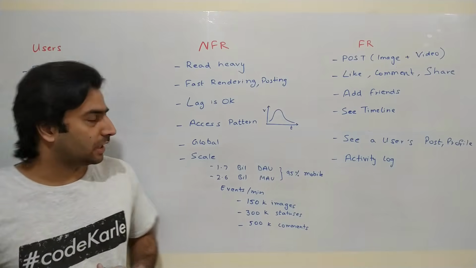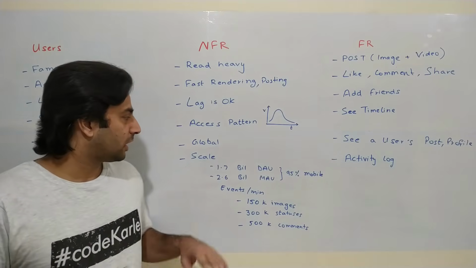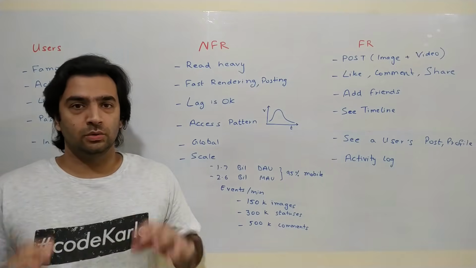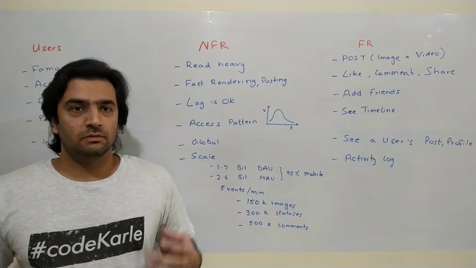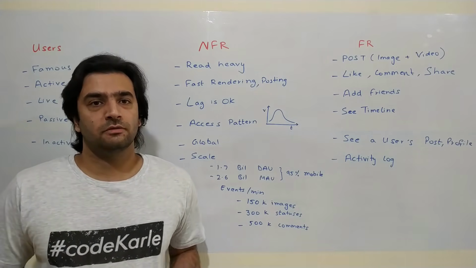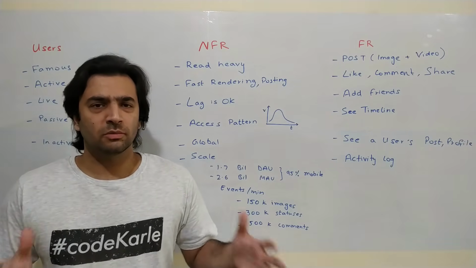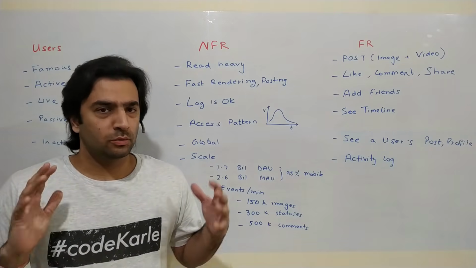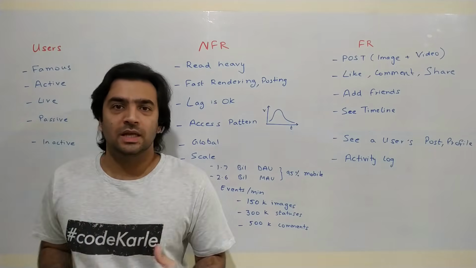Now coming to the scale, these are some really big numbers. Facebook has 1.7 billion unique daily active users. What this means is 1.7 billion users access Facebook on the read path at least. Most of them, some of them could be writing as well, but most of them would be reading, right? There are 2.6 billion monthly active users.